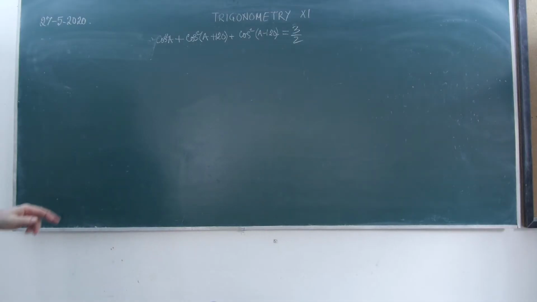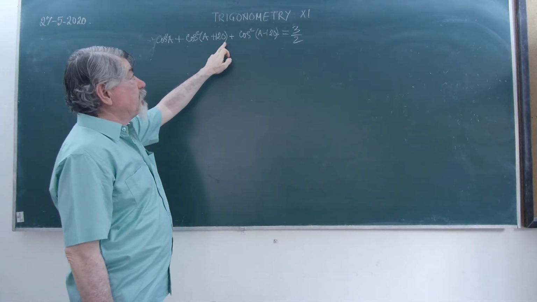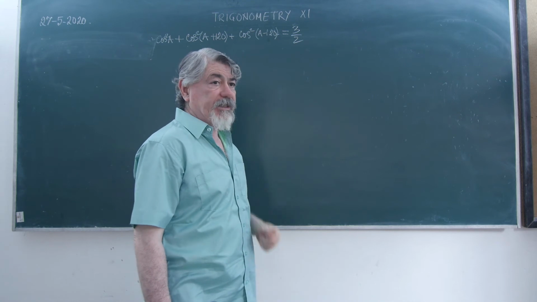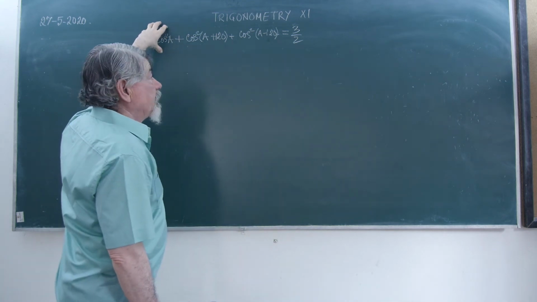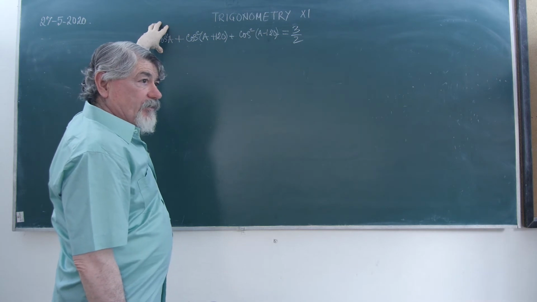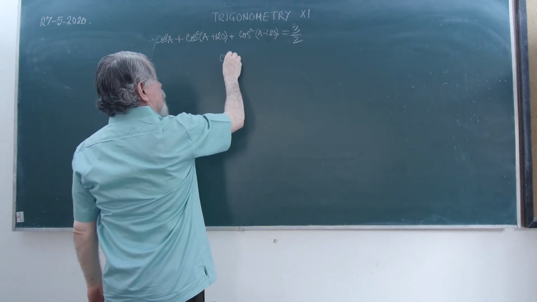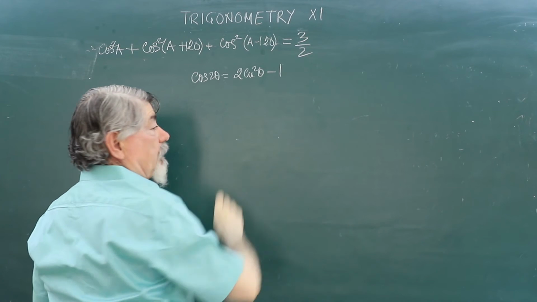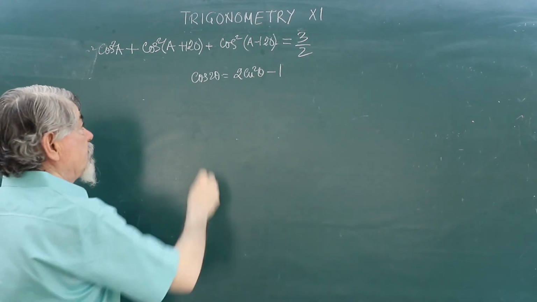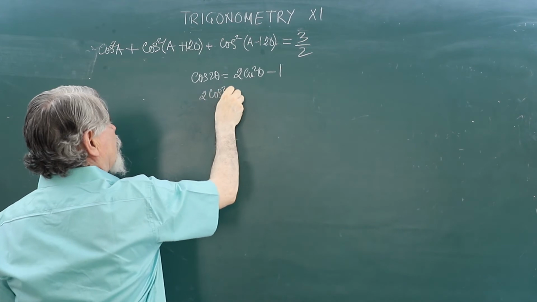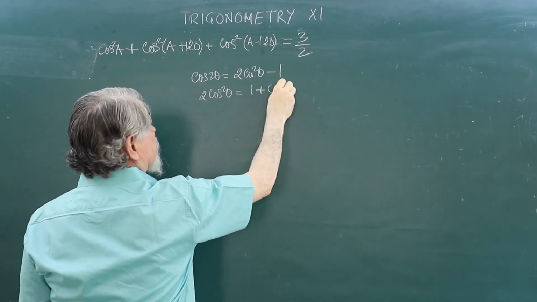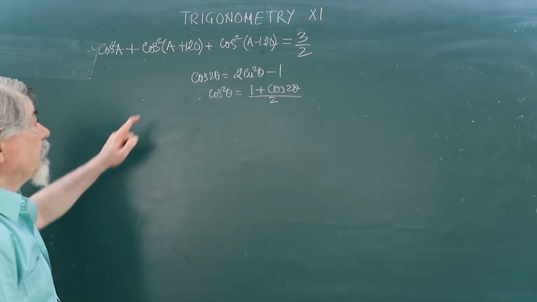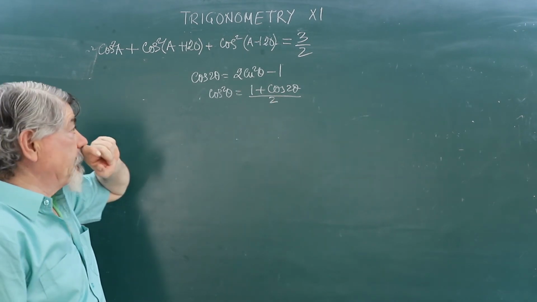Okay, next question is cos square A plus cos square A plus 120 plus cos square A minus 120 has to be proved equal to 3 upon 2. Again cos square is coming. Now let us see again the formula of cos 2 theta. Cos 2 theta was equal to 2 cos square theta minus 1. So 2 cos square theta was equal to 1 plus cos 2 theta, so cos square theta was 1 plus cos 2 theta upon 2.